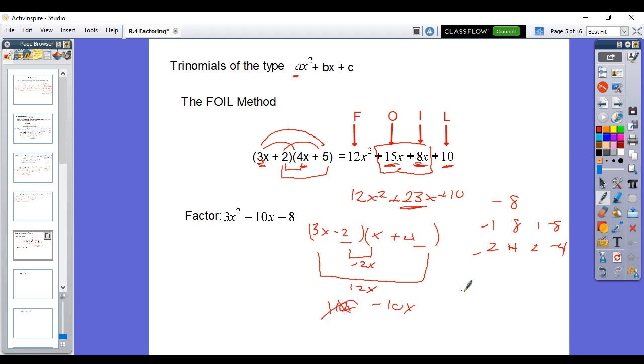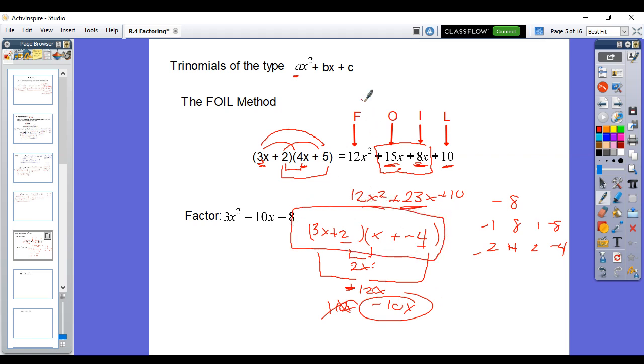So maybe let's switch those around. Maybe we have the negative sign in the wrong spot. What if it's +2 this time and -4 this time? Right there. What will we get this time? Let's check. +2 times x is 2x. -4 times +3x is -12x. 2x minus 12x is -10x. There it is, and that's factored out.